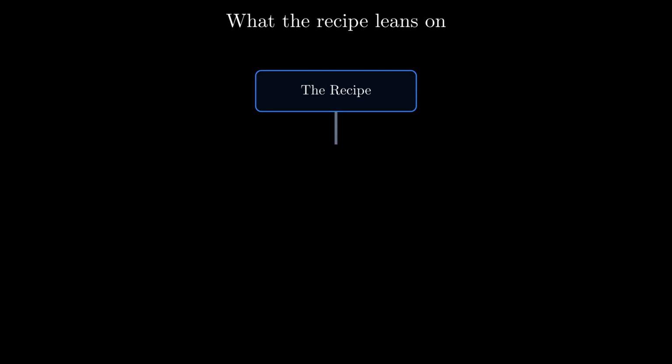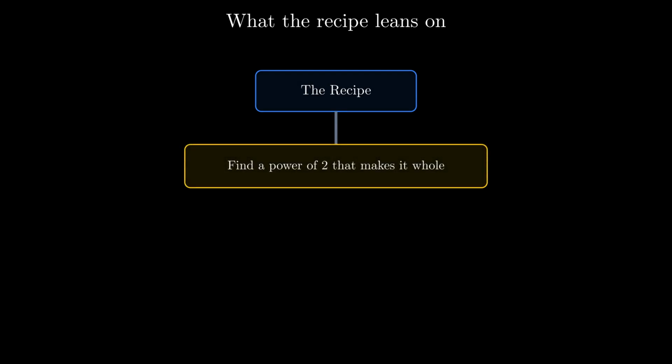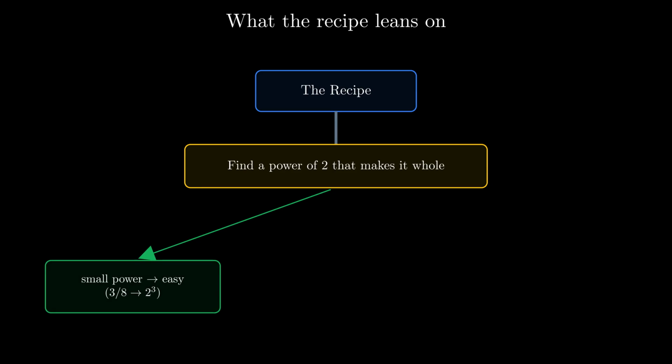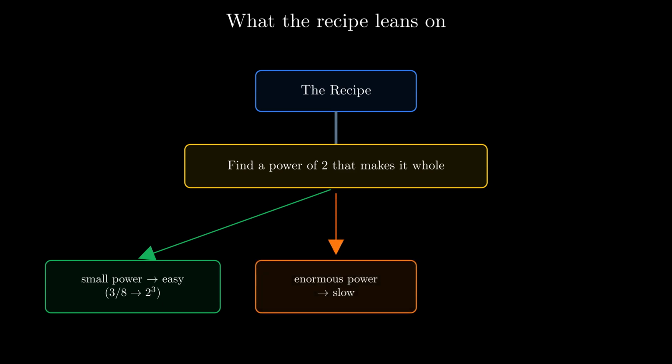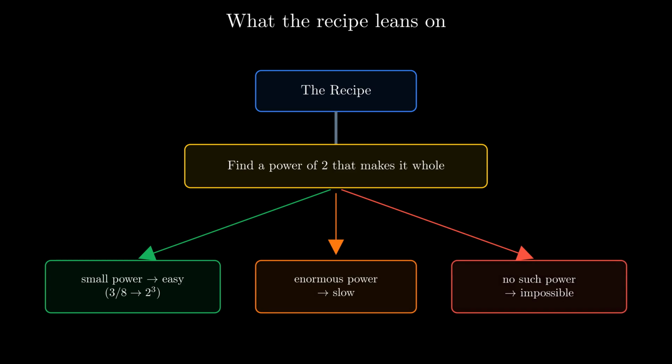Notice what the whole recipe leans on. It only works if we can find a power of 2 big enough that, multiplied by our decimal, lands on a whole number. For 3/8, that power was small and easy. But that power is not always small. Sometimes it is enormous, and sometimes there is no such power at all, no matter how high we go. That is exactly where the trouble begins.